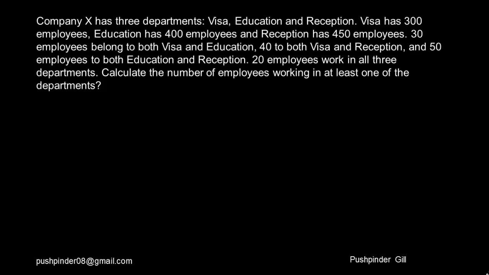Okay, now let's see this question. Company X has 3 departments: Visa, Education and Reception. Visa has 300 employees, Education has 400 and Reception has 450 employees. 30 employees belong to both. Now what you need to do is denote them with some figures. Let me say this guy is A, this guy is B, and this guy is C, right? So it has 3 departments and Visa has 300 employees. That means A is equal to 300. Education has 400 employees. That means B is equal to 400. Reception has 450 employees. That means C is equal to 450.